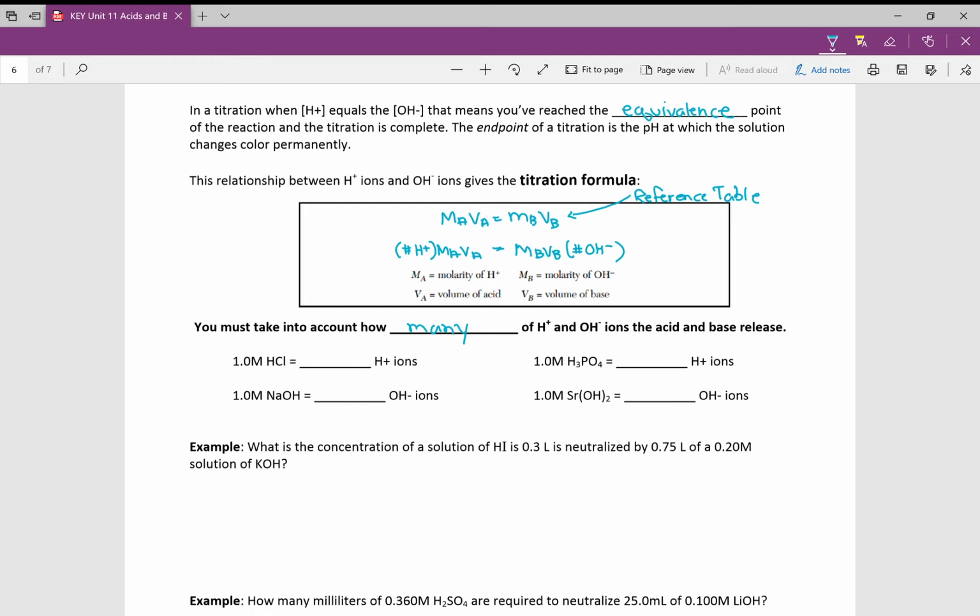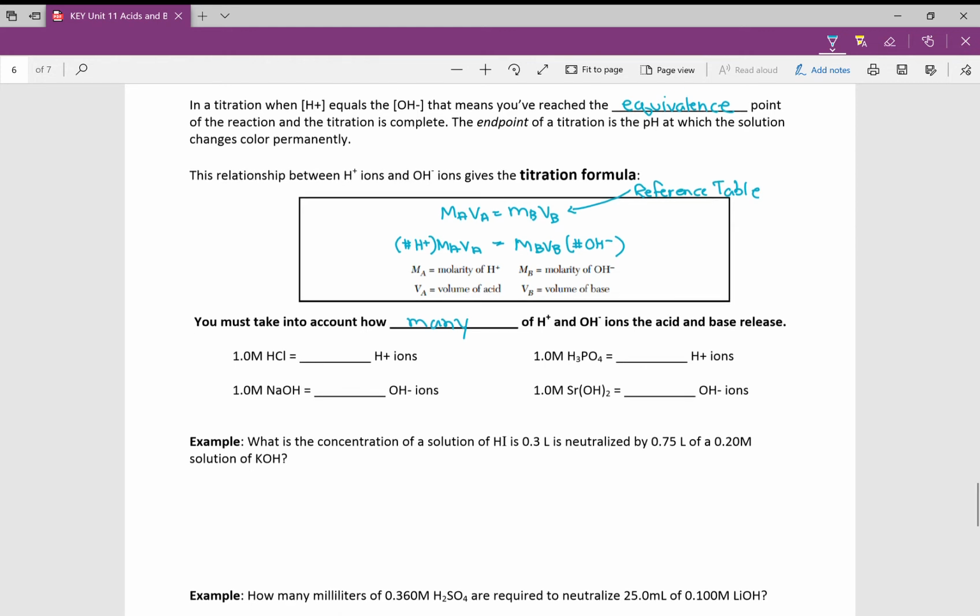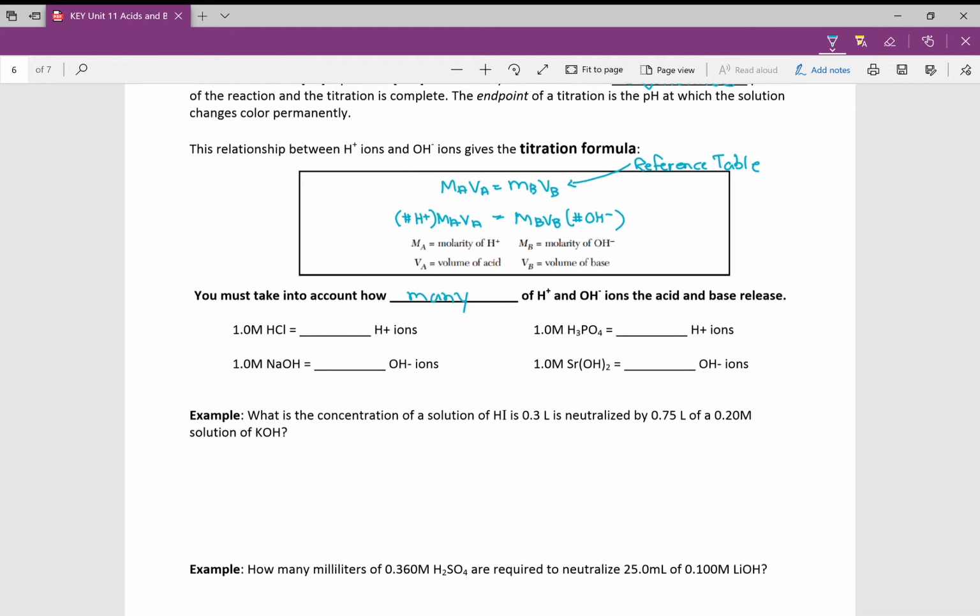So get in the habit of always writing this second formula down and adding in the number of H plus on the acid side and the number of hydroxide ions on the base side. Like I said, we have to take into account how many H plus and hydroxide ions the acid or the base releases.